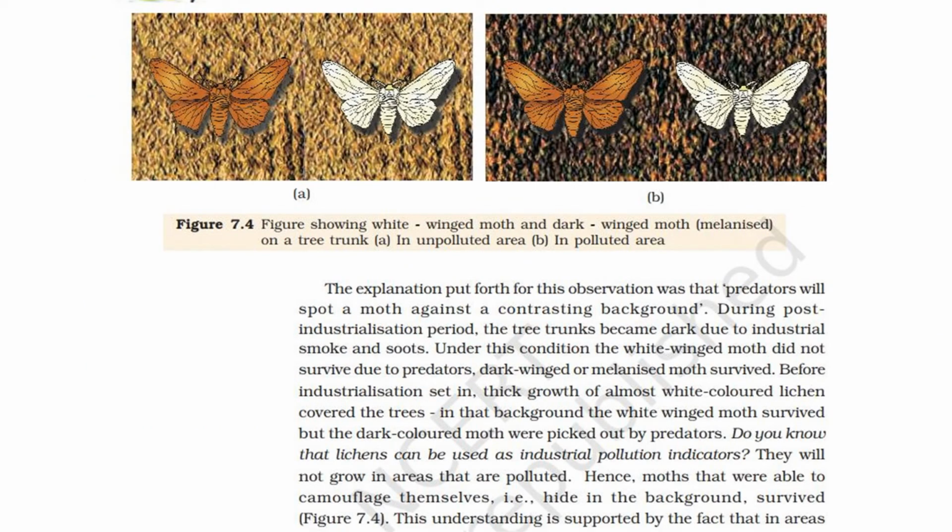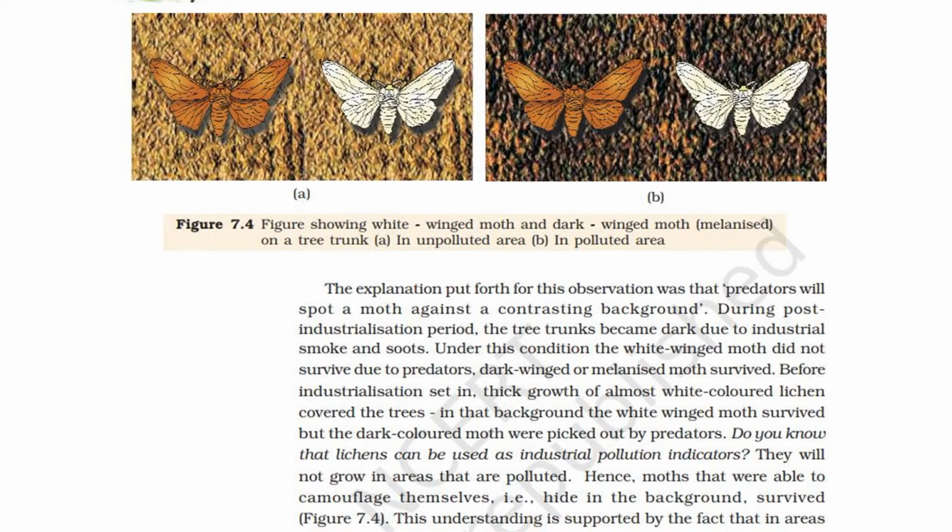The explanation put forth for this observation was that predators will spot a moth against a contrasting background. During the post-industrialization period, the tree trunks became dark due to industrial smoke and soot. Under this condition, the white-winged moth did not survive due to predators. Dark-winged or melanized moths survived. Before industrialization set in, thick growth of almost white-colored lichen covered the trees. In that background, the white-winged moth survived, but the dark-colored moths were picked out by predators.